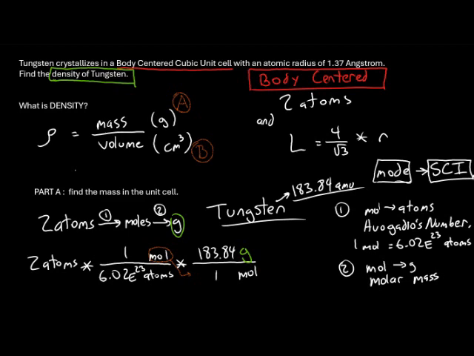2 divided by 6.02 times 10 to the 23rd, multiplied by 183.84. You can expect to get a very small answer. If we round this to 3 significant figures, we'll get 6.11 times 10 to the negative 22nd power grams as our answer for part A.